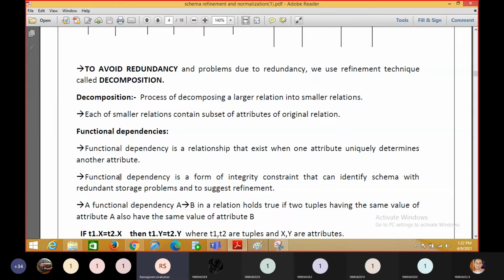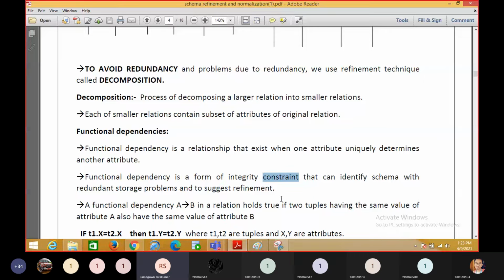A functional dependency is a form of integrity constraint that can identify schemas with redundant storage problems and suggest refinement. How can I clear that problem? By using integrity constraints, you know, right? Primary key, foreign key. That means it doesn't allow duplicate values or null values. It should be unique. This type of suggestion we can get by using integrity constraints.